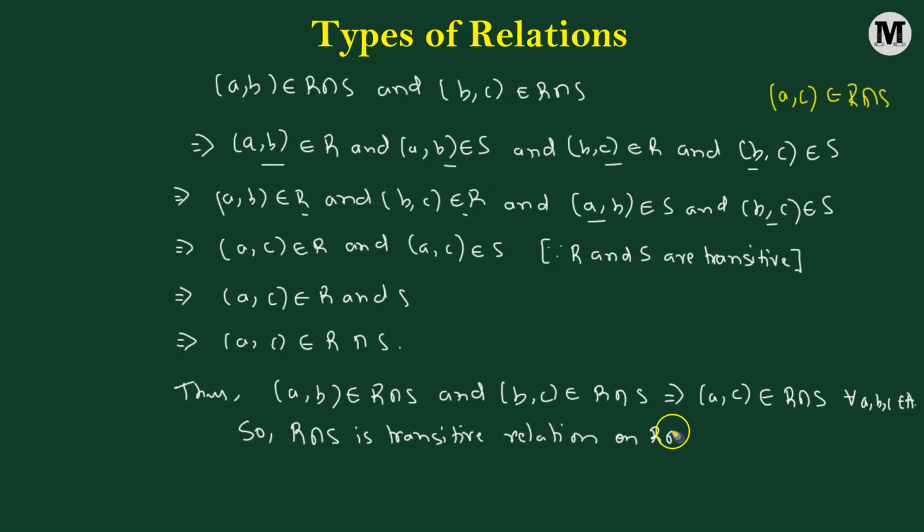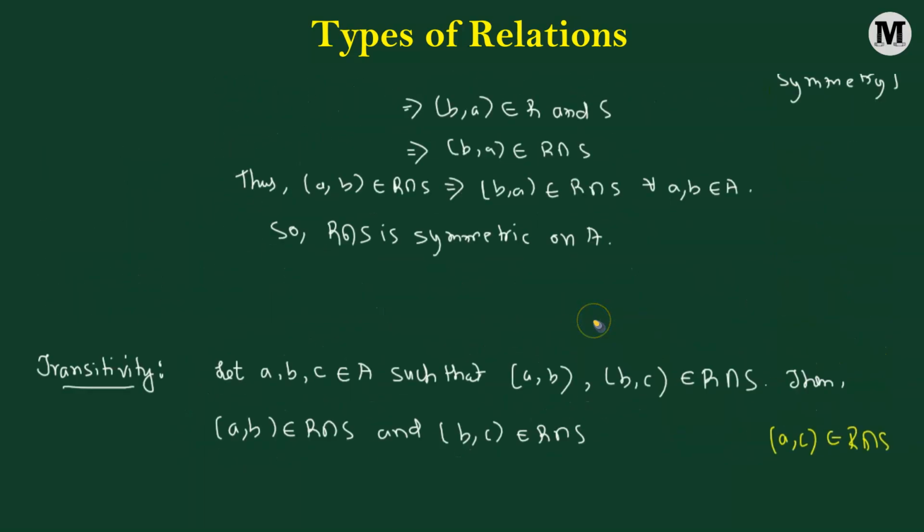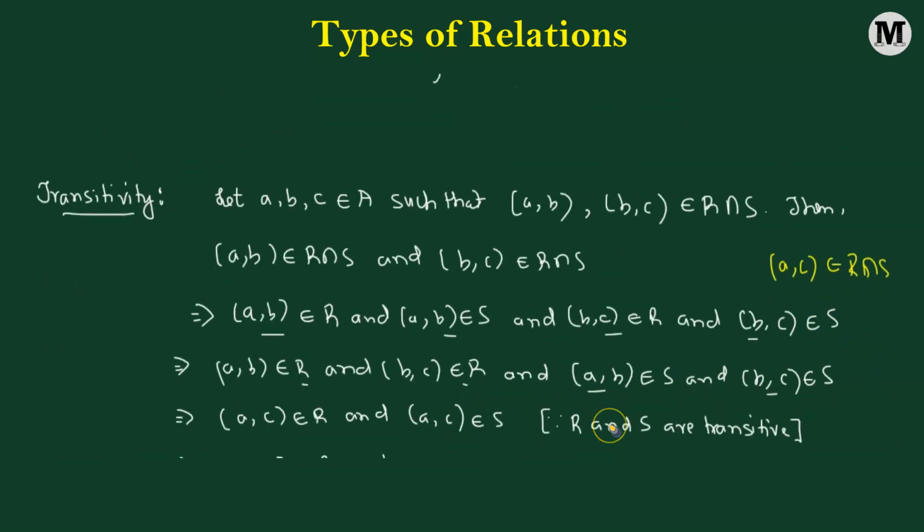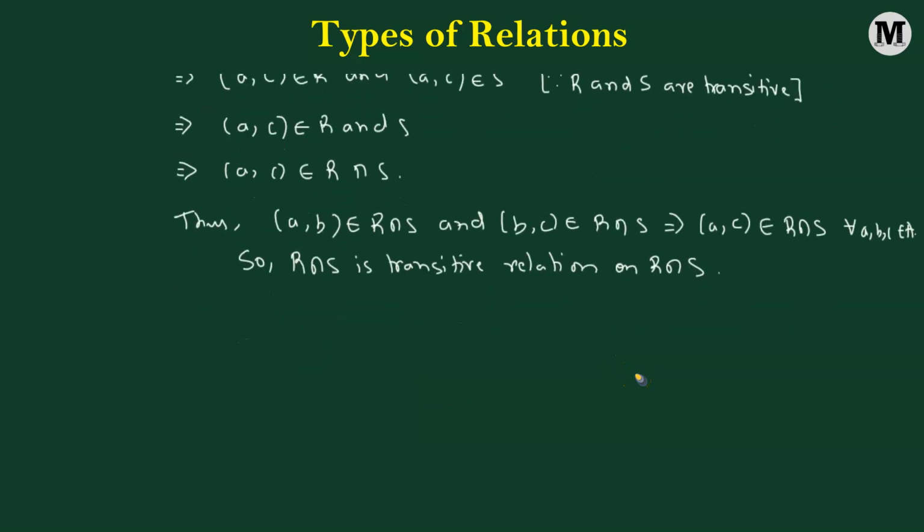So what we have done is we have shown that our given relation R intersection S is a reflexive relation on A, it is a symmetric relation on A, and it's also a transitive relation on A. So therefore we can finally say, hence, that R intersection S is an equivalence relation on the set A, provided R and S are also equivalence relations.